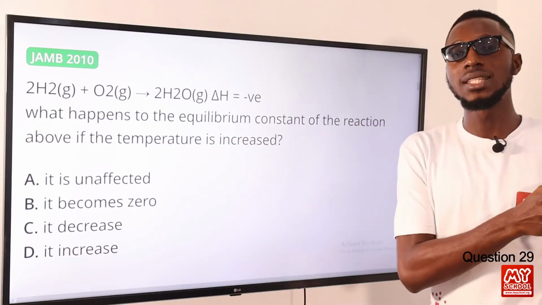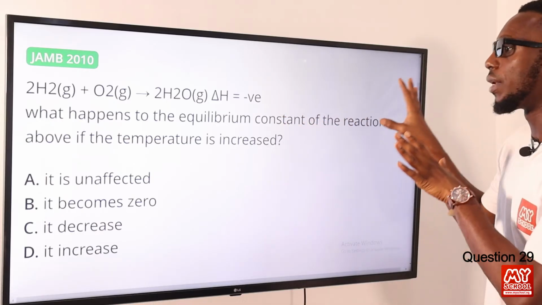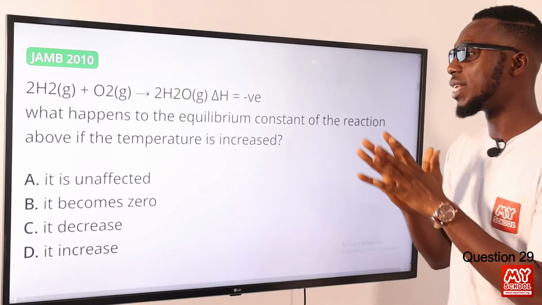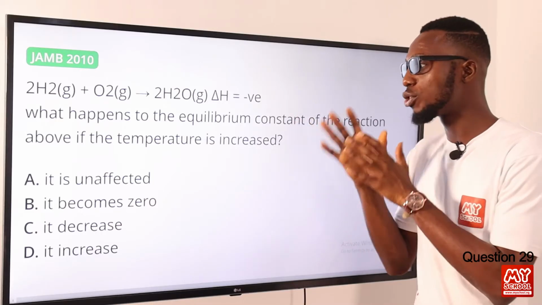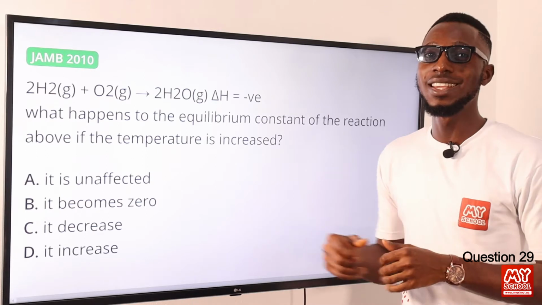and that favors the reactant formation. So what happens to the equilibrium constant of the reaction above if the temperature is increased? Because it's exothermic, the value of K will decrease. So option C is the correct option.